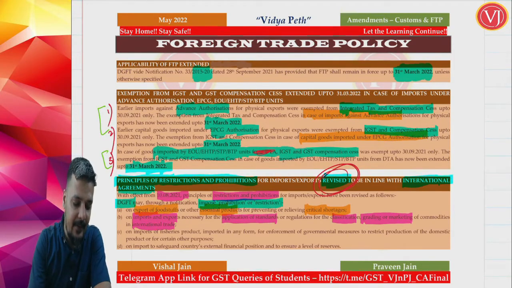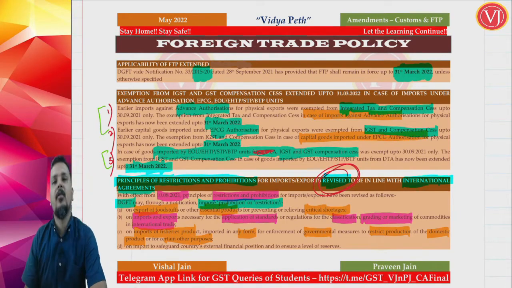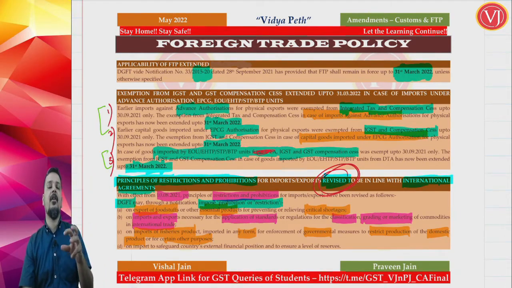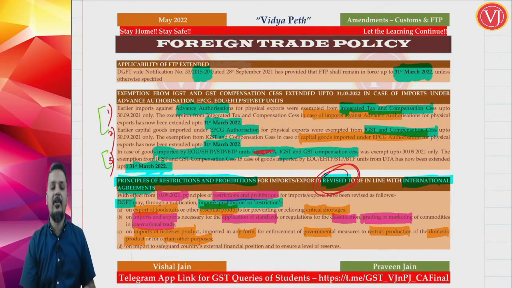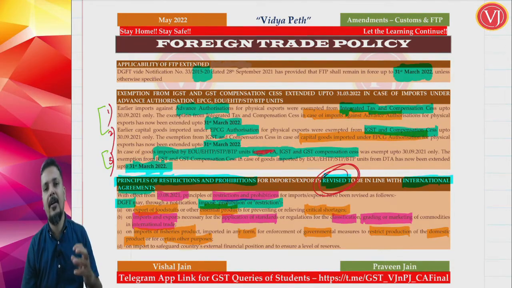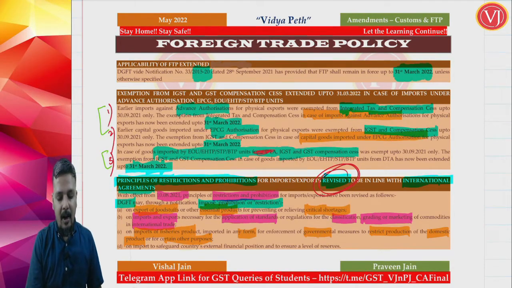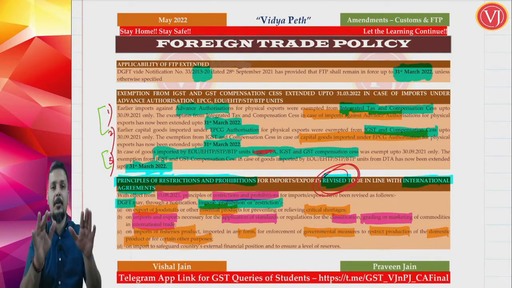The next principle, friends, is only about import. Import of fisheries product, whether imported in any form, to ensure that government measures to restrict production of domestic product or certain other purposes. So, when the government is having certain restriction on certain fisheries products within India, import of the same product cannot be allowed. Here the restriction is with respect to fisheries product in any form. Why is the restriction or prohibition there on import of fisheries product? The reason is government may take measures to restrict the production of the same fisheries products within the India domestic market, which means within India.